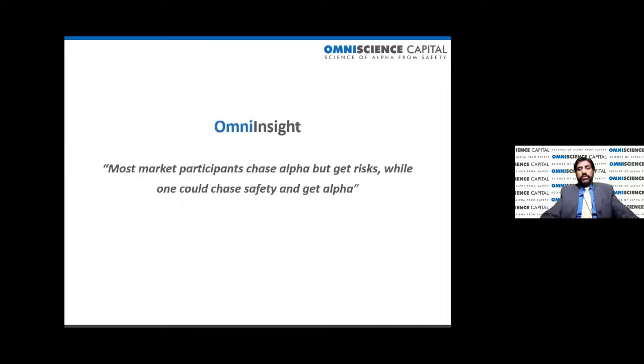So our investment philosophy, which we mentioned, the scientific investing, is based on this Omni Insight. There would be a number of things present on Smallcase from different providers, but this is the difference which OmniScience brings to the table.